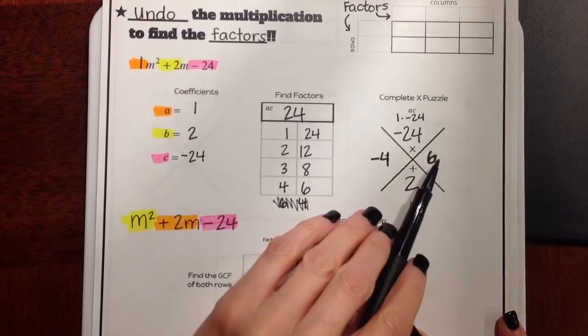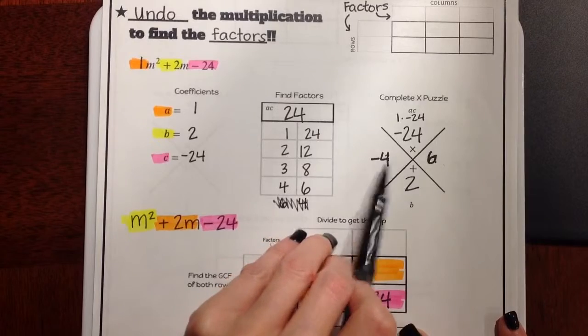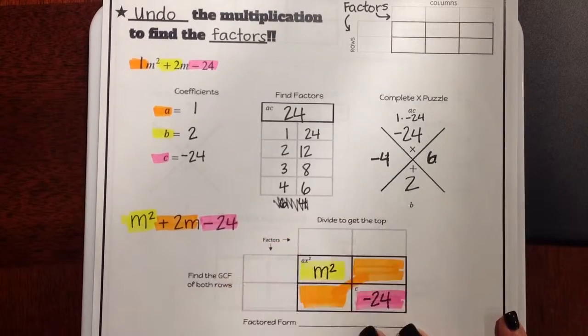And again, we can double check our math. 6 times negative 4 is negative 24. 6 plus the negative 4, or you can think of it as 6 minus 4, is 2.